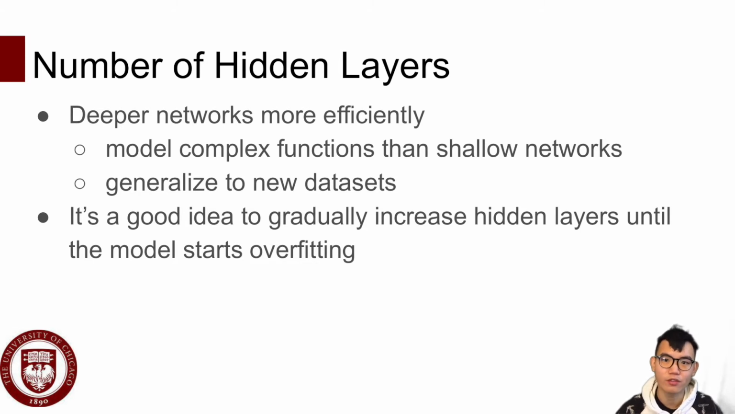Real-world data is often structured hierarchically, just like the forest example. Deep neural networks take advantage of this hierarchy because the deep neural networks learn low-level features in the lower-level layers, and the high-level layers combine the lower-level features to model high-level structures. Generally, it is a good idea to gradually increase hidden layers until the model starts overfitting.